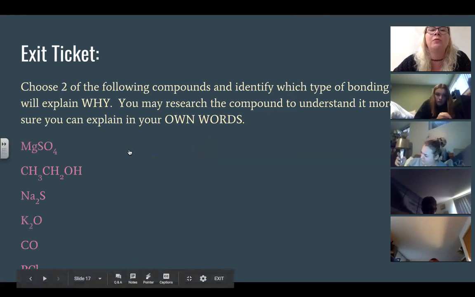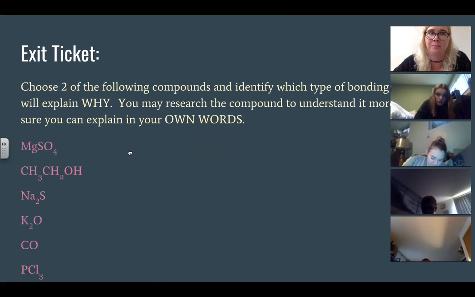But what I want you looking for is which type of bonding is happening. I recommend you try to draw this out. How would this look in a bond? Notice SO4, one of those polyatomic ions. OH, that's also a polyatomic ion. There's no harm here in actually looking this up.